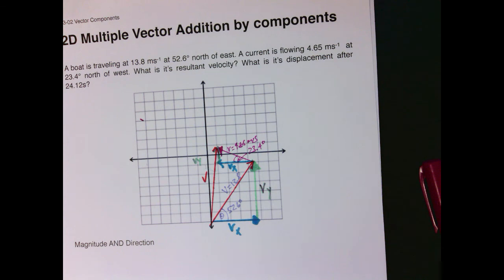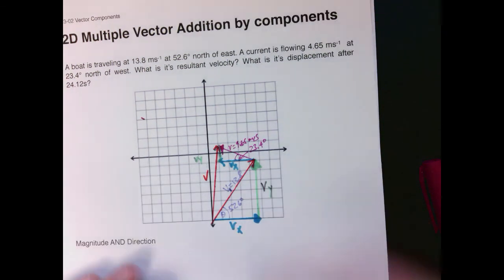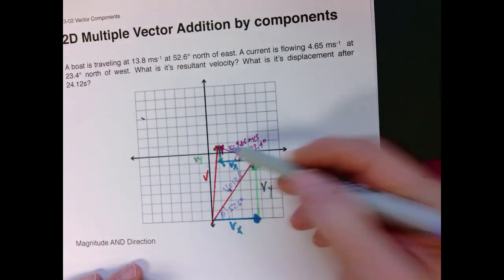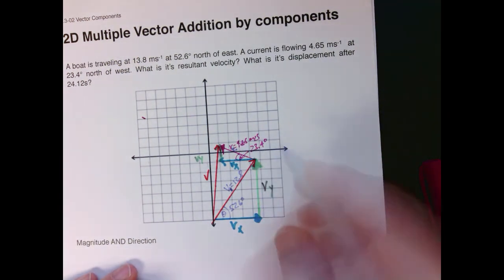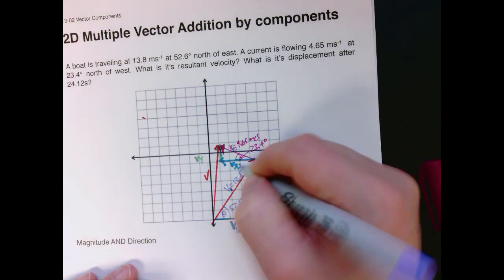So now let's go back and do a little bit more lettering here. Let's call this vector 1, v1. We'll call this one v2. So we have v1 and v2. So this is v1x, v1y, and this is v2x and v2y.